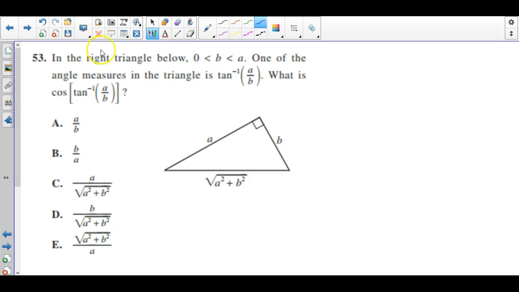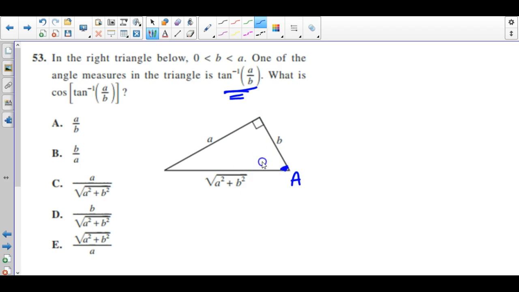So this is a little trig on this next one. We're given a right triangle. One of the angle measures in the triangle says if I take the inverse tangent of A over B, I'll get that angle. So we're going to be taking that ratio and then applying it to figure out a cosine ratio. So we want to know which ratio we would use tangent for in order to find that. So that would be this angle right here.